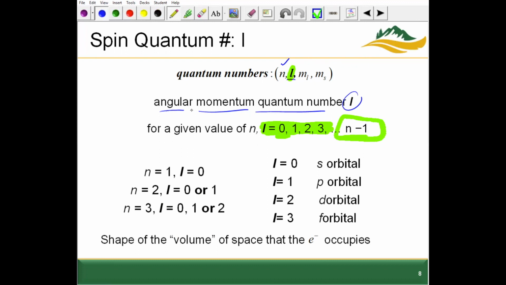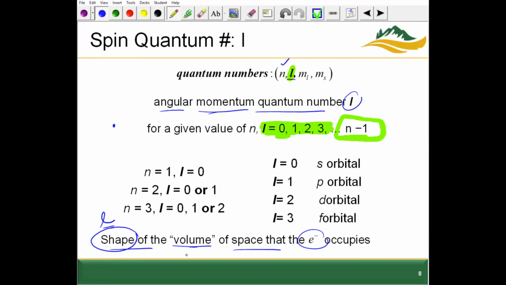And it's this angular momentum quantum number. What does that really mean? It describes the shape of the volume of the space that the electron occupies. So the shape of the volume. So L describes the shape. What does it mean that L can describe different shapes of the volume that contains electrons?